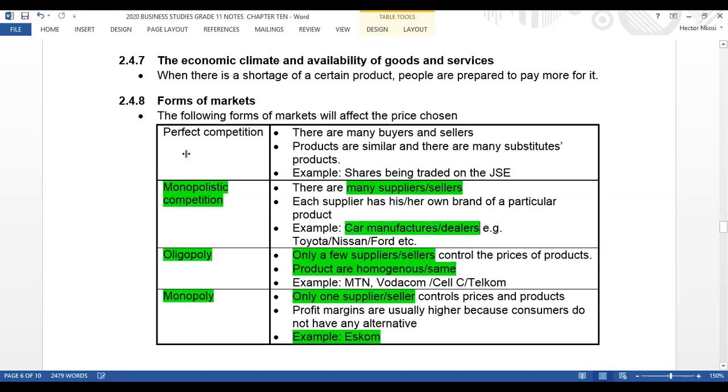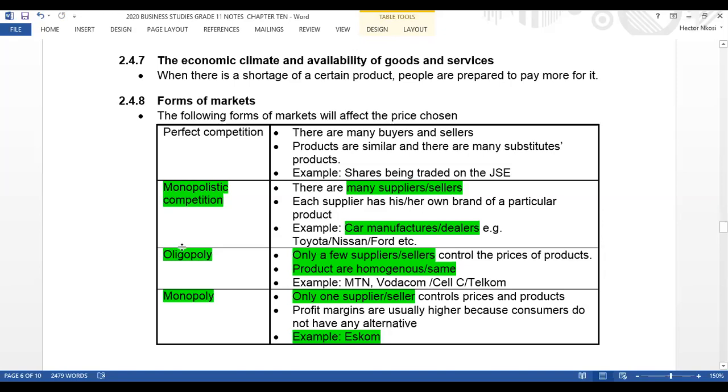That's monopolistic competition. Obviously, as much as these people are selling cars, they have different brands. So Toyota is unique to Nissan, and Nissan is unique to Ford. Ford is unique to Mazda, Mazda is unique to BMW, BMW is unique to Mercedes, and Mercedes is unique to Porsche. That's where we speak about monopolistic competition.